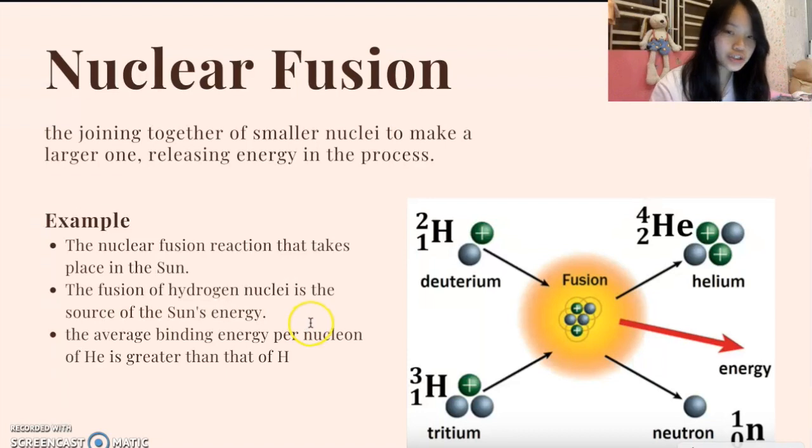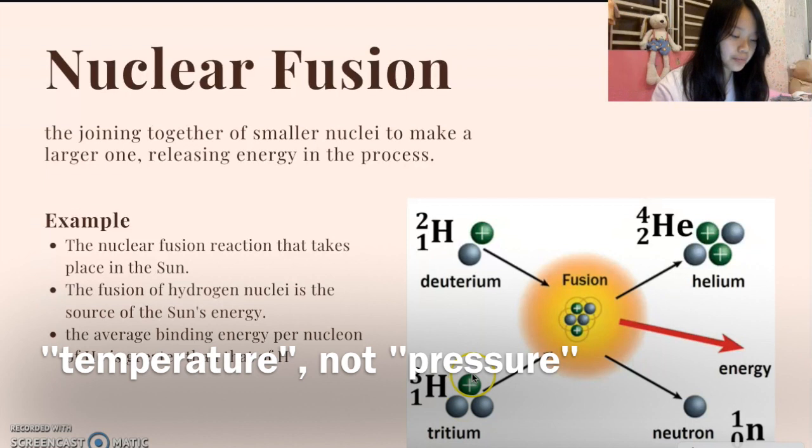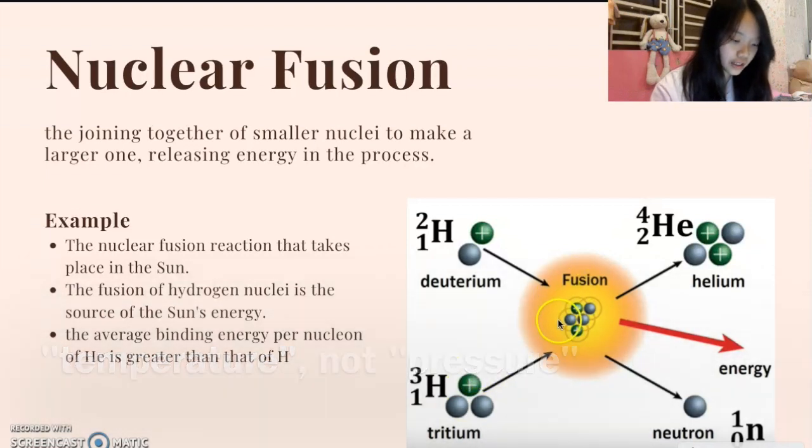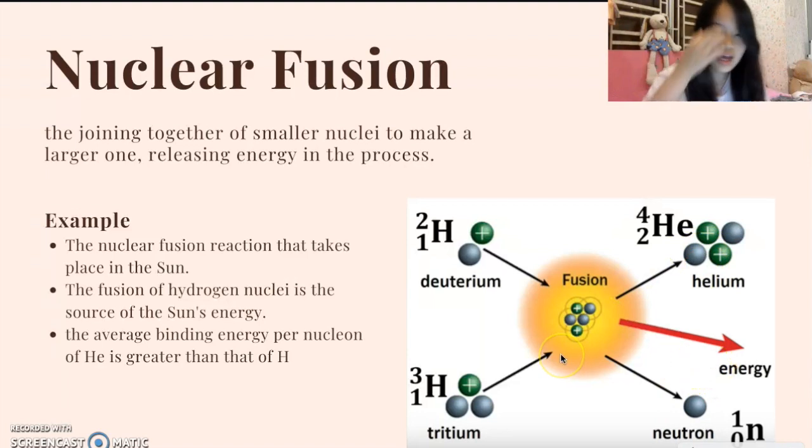Here we can see two isotopes of hydrogen, deuterium and tritium, which under very high pressure will undergo nuclear fusion to produce helium, a neutron, and energy. The average binding energy per nucleon of the product, which is the helium, will be greater than that of the reactant, which is hydrogen.